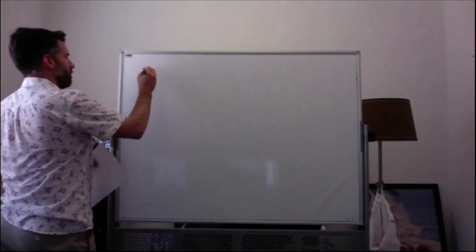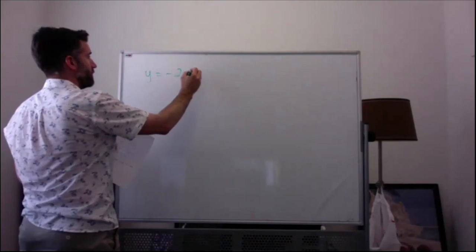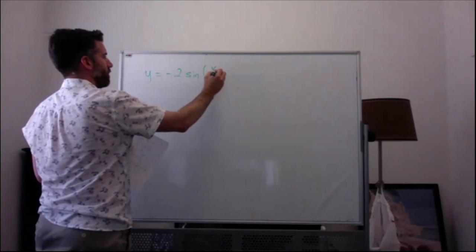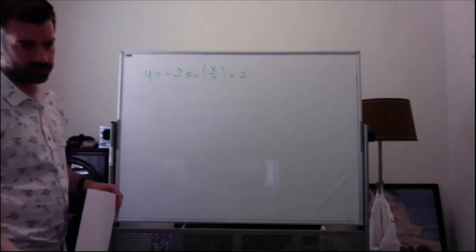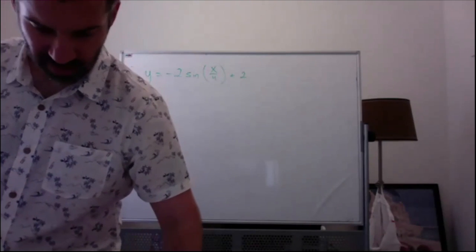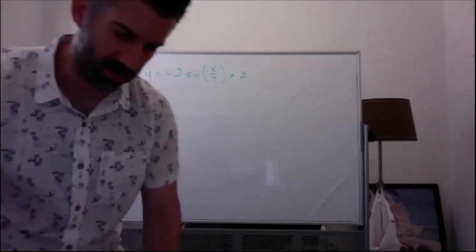Let's do this one. Y equal to another negative, so -2 sine of x over 4 plus 2. No, they're all pluses. Am I biased to a plus? No, those lines. Okay.